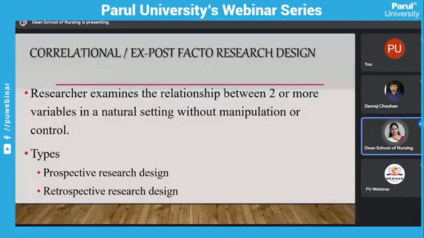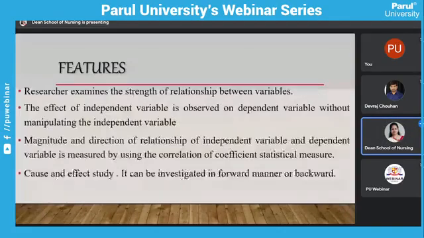The main features are here: the researcher examines the strength of the relationship between the variables. The effect of independent variable is observed on dependent variable without manipulating the independent variable. Magnitude and direction of relationship of independent variable and dependent variable is measured by using the correlation coefficient measure. Cause and effect study will be done. It can be investigated in forward manner or backward, both manner.